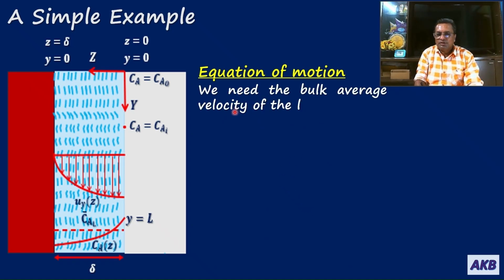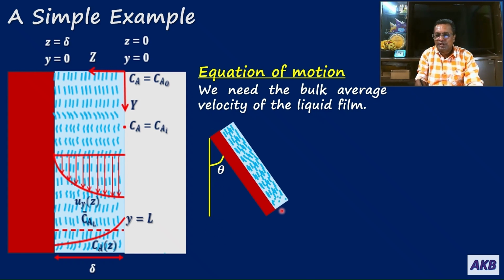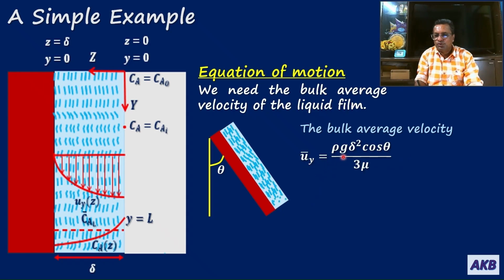But instead of using local velocity, we need the bulk average velocity for the liquid film, the bulk average velocity with which the liquid is falling down. We need to know that. So for that we will consider a problem of an inclined plate. Let us consider a plate that is making an angle of theta with the vertical, and a liquid is flowing on this plate in the form of a thin film. For this problem the bulk average velocity is given by this equation: U bar y is equal to rho g delta square cos of theta by 3 mu.